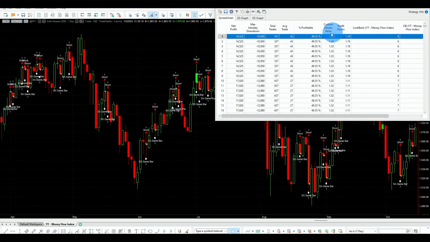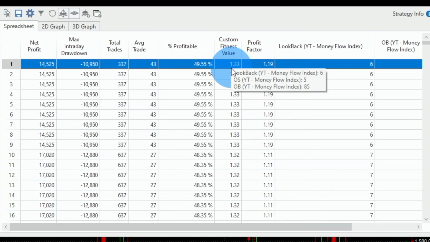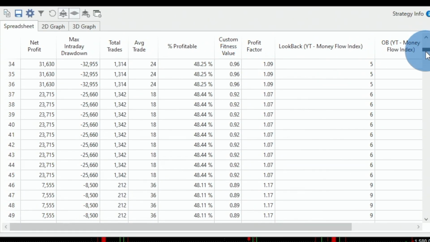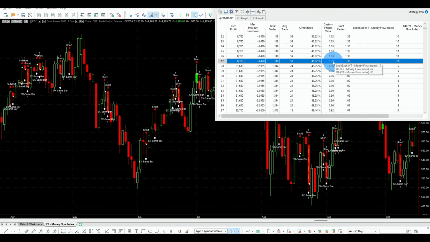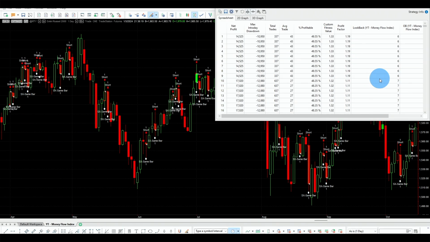So sorting by custom fitness, which is the return to drawdown, and we can scroll down, we can see we have 27 strategies that are doing the same amount of profit compared to the drawdown. Okay, so I guess that's an acceptable edge. Remember, we're exiting on the same bar, so that's definitely going to be enhanced once we introduce an exit strategy.